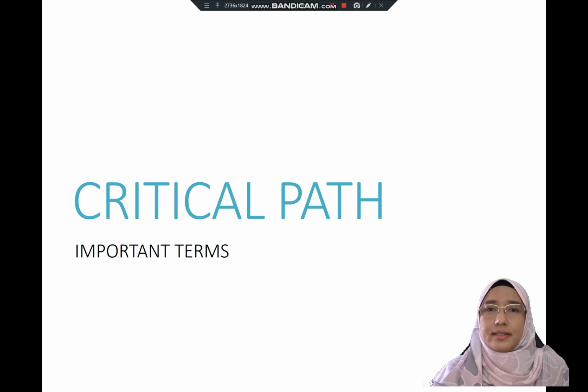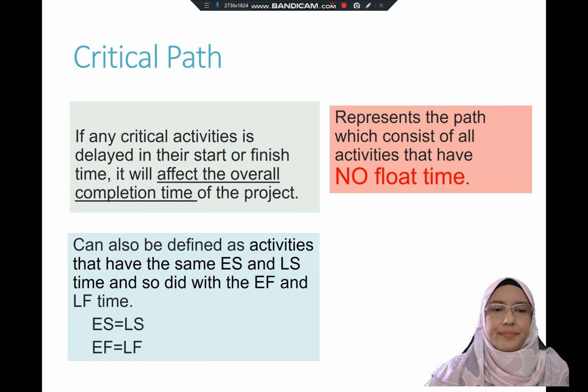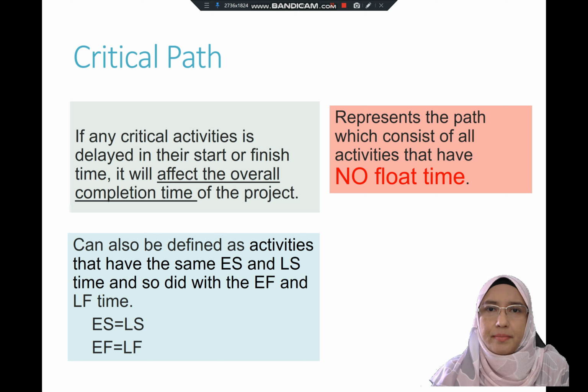The next important term is critical path. If any critical activity is delayed in its start or finish time, it will affect the overall completion of the project. It means that whichever critical activity sits on the critical path, if it is delayed, whether it's a delay on the start time or on the finish time, it will affect the entire project duration.